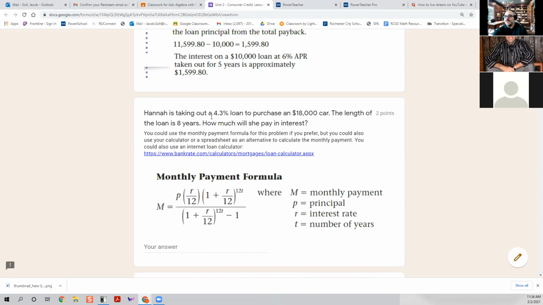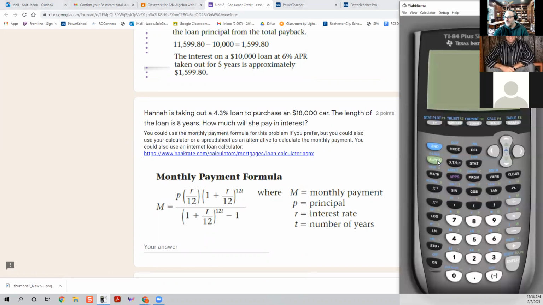Hannah is taking out a 4.3% loan to purchase an $18,000 car. The length of the loan is 8 years. How much will she pay in interest? You can use the monthly payment formula. You can use this link here to an internet monthly payment formula calculator, or you can use that great little financial app on your calculator. However you want to do it. Let me give you a minute to give this a shot.